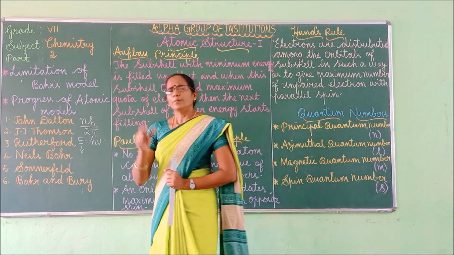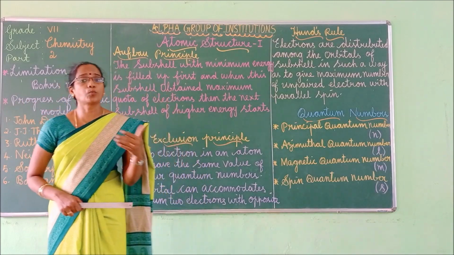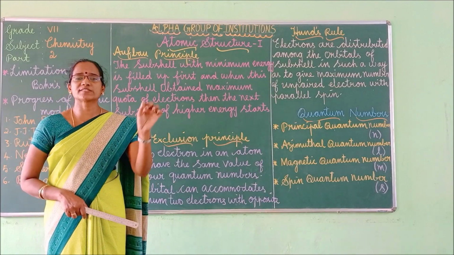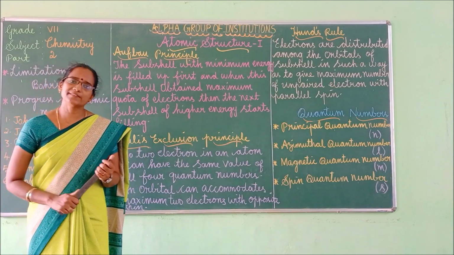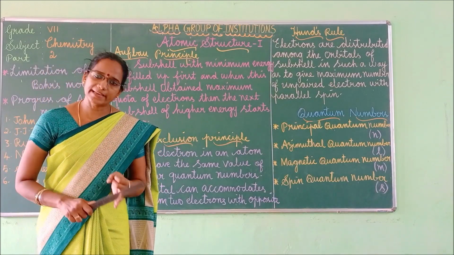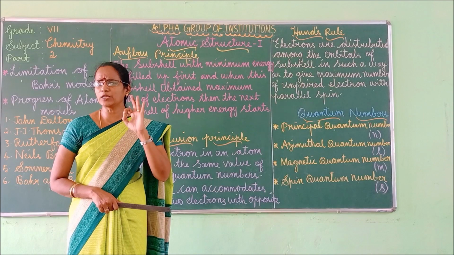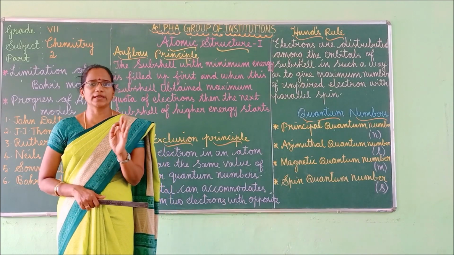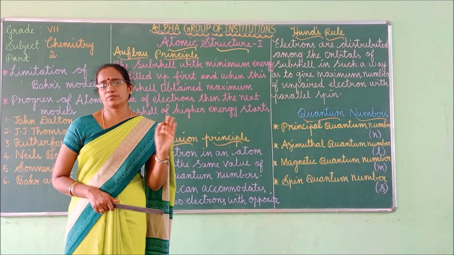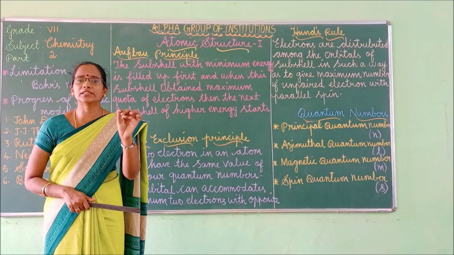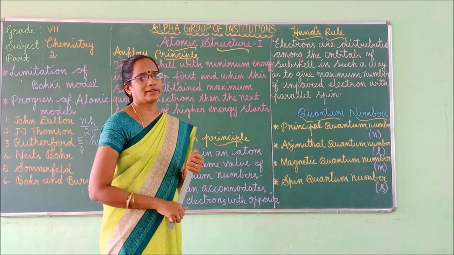Based on the introduction of this quantum theory, various rules were put forward for filling the electrons in the orbits of an atom. The various rules are Hund's rule, Pauli exclusion principle, and Aufbau principle. These three rules are very important for the filling of electrons in an atom. Without these three rules, we cannot fill the electrons in the orbitals, right?